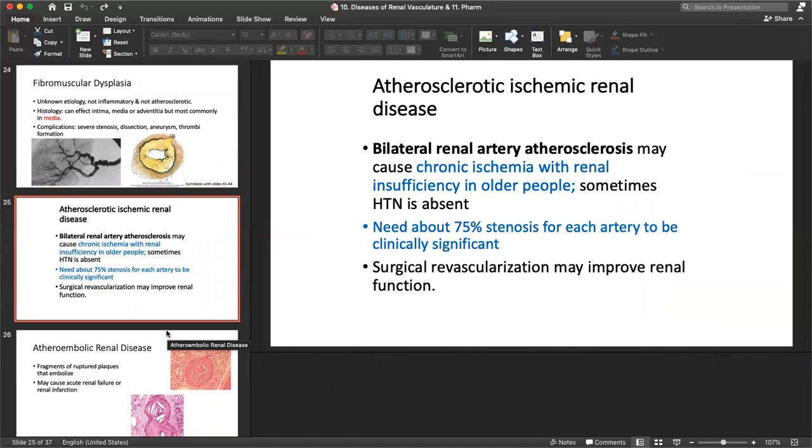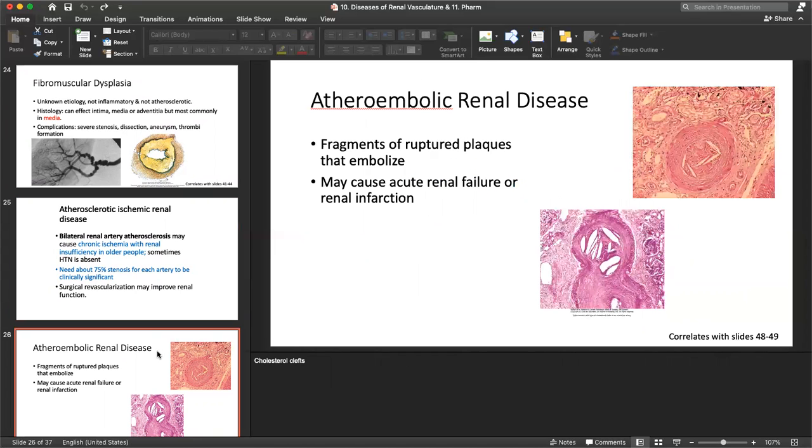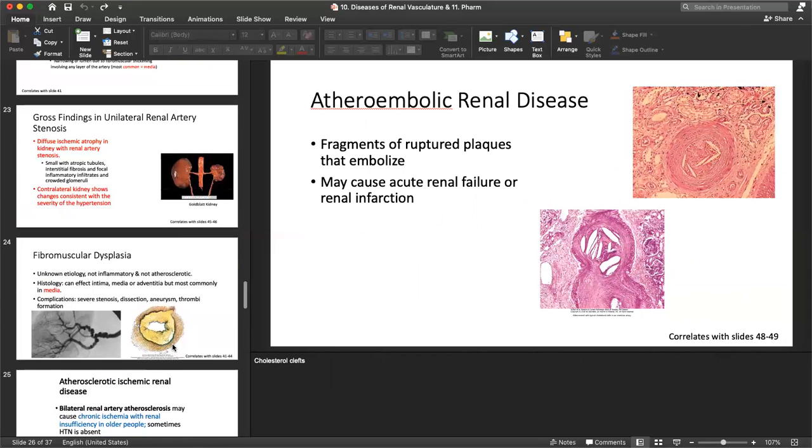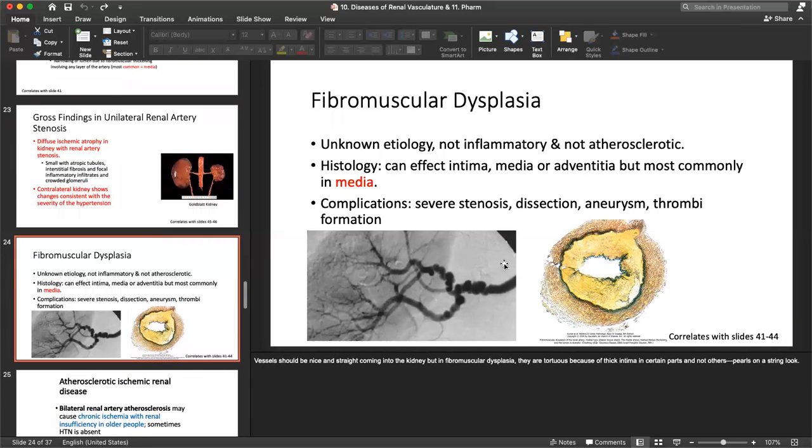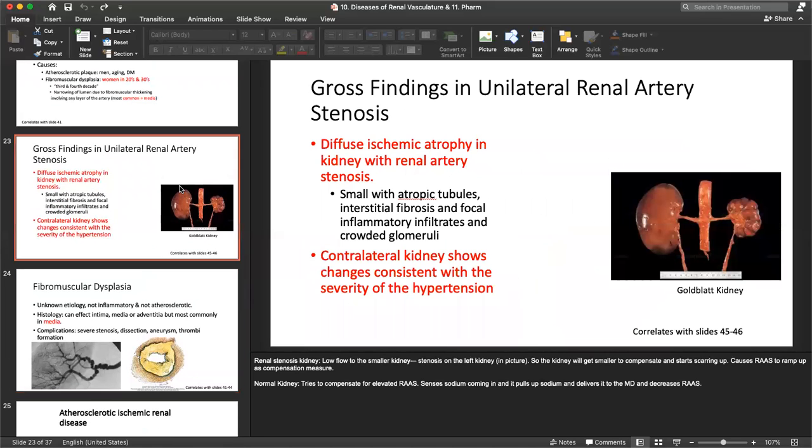Okay, bilateral renal artery stenosis can cause chronic ischemia with renal insufficiency, but for it to really make a difference, it's got to be about 75% stenotic. Okay, to review: fibromuscular dysplasia, beads on a string. Renal artery stenosis, we get a tiny kidney on our stenotic side. RAS goes up, the normal kidney senses that sodium and decreases RAS.